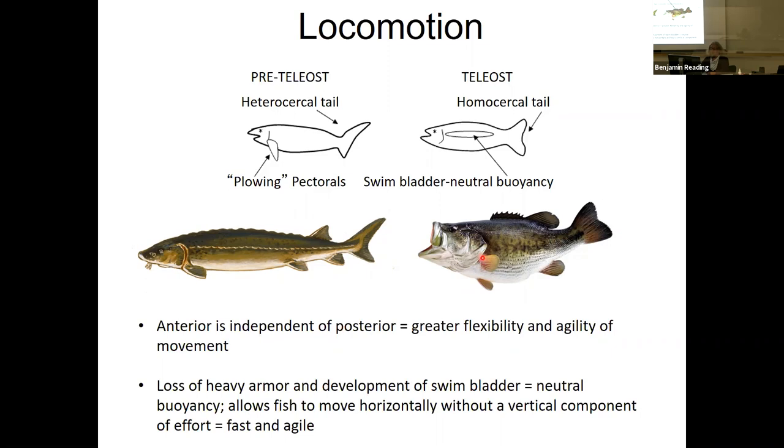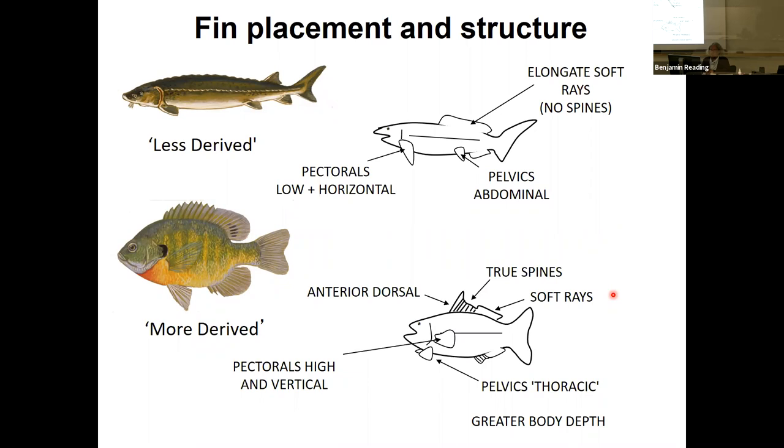And again, loss of the heavy armor, development of the swim bladder, this allows neutral buoyancy. The fish can move horizontally without a vertical component. Again, in order for this thing to get lift, it's got to swim forward. This thing can literally swim in 360 degrees. Very agile, very fast. And so teleost major adaptations that allow for radiation. And then another one that I covered in the lab was fin placement and structure.